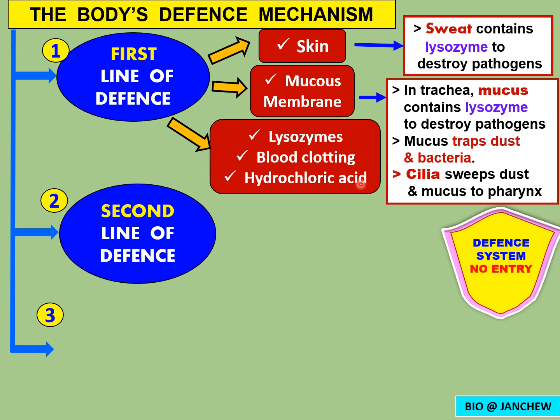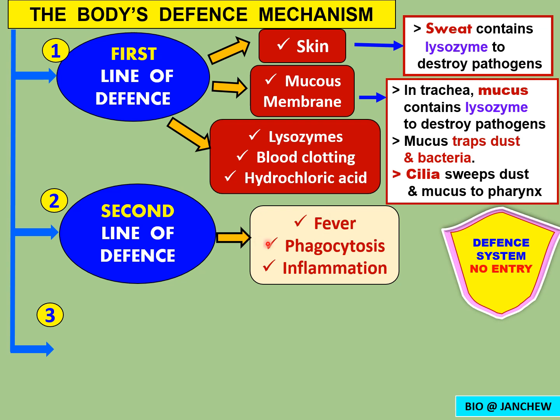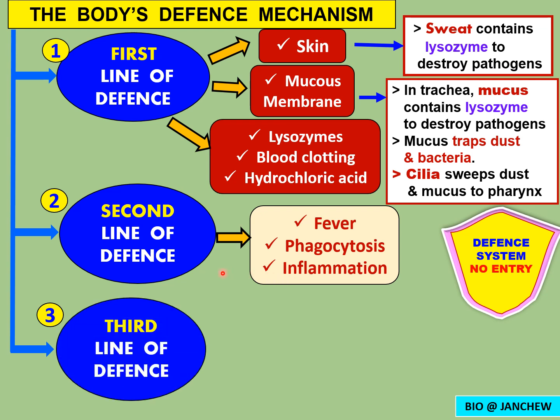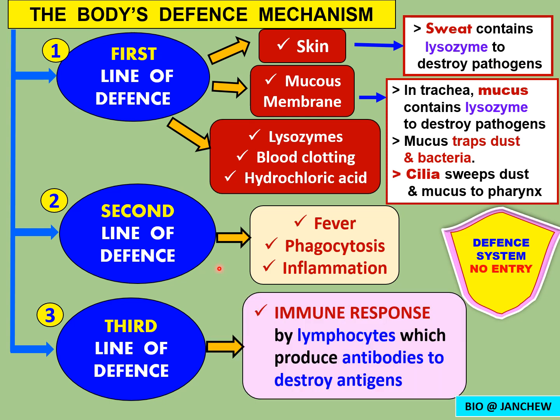If the pathogens manage to get past the first line of defense, then they have to face the second line of defense, which includes fever, phagocytosis, and inflammation. And lastly, we have the third line of defense that acts when the pathogens have entered the body tissues and the bloodstream. So the third line of defense is the immune response by lymphocytes, which produce antibodies to destroy antigens, as we have discussed in the slide just now.